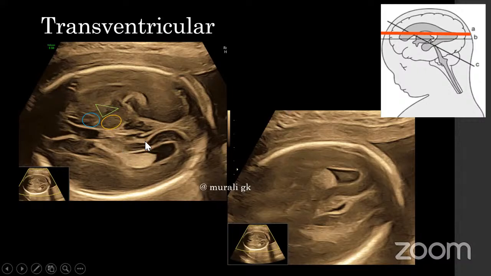Now, just seeing one ventricle is not sufficient. You need to always see the near ventricle. For that, you need to tilt 45 degrees so that you get to see the near ventricle, and you need to measure both the ventricles. That's done basically to suspect cases of asymmetric ventriculomegaly. Just seeing one ventricle is not enough. You need to look both for the distal as well as the near ventricle.